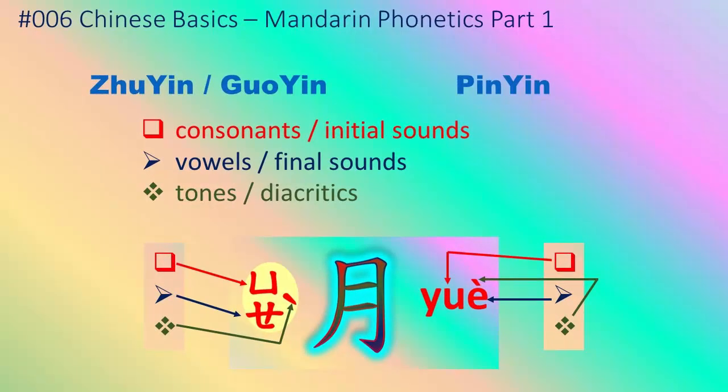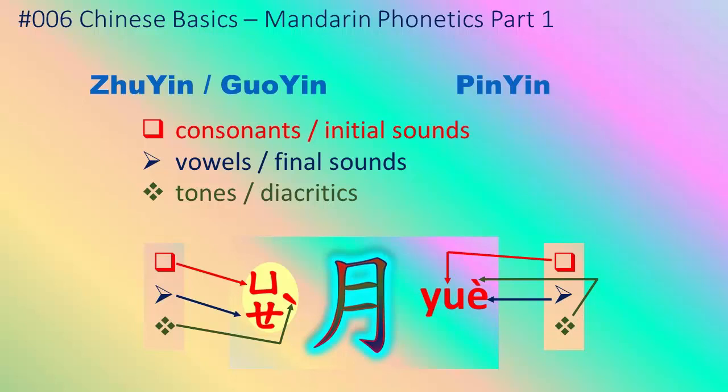Another commonality of Zhu Yin and Ping Yin is that both have consonants or initial sounds. They have vowels or final sounds. And lastly, they have the tones or diacritics. Going back to our previous example, the Chinese character moon, which is pronounced as yue, you could see the corresponding markings of which are the consonants, which are the vowels, and which are the tones.